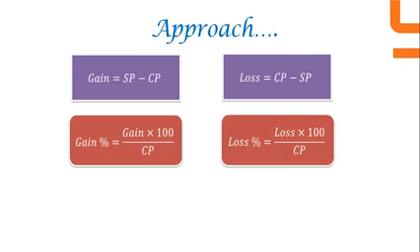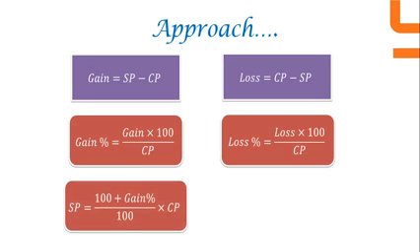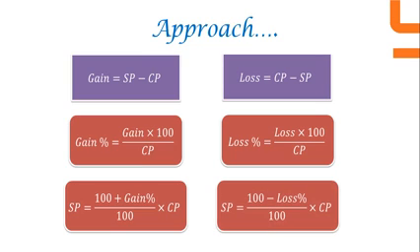And if gain percentage and cost price are given, then how do you calculate the selling price? Selling price equal to 100 plus gain percentage divided by 100 into the cost price. And if loss percentage and cost price are given, then the formula becomes selling price equal to 100 minus loss percentage divided by 100 into cost price.